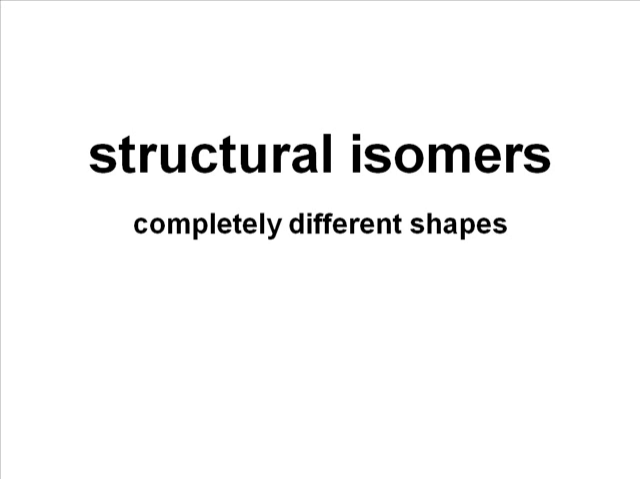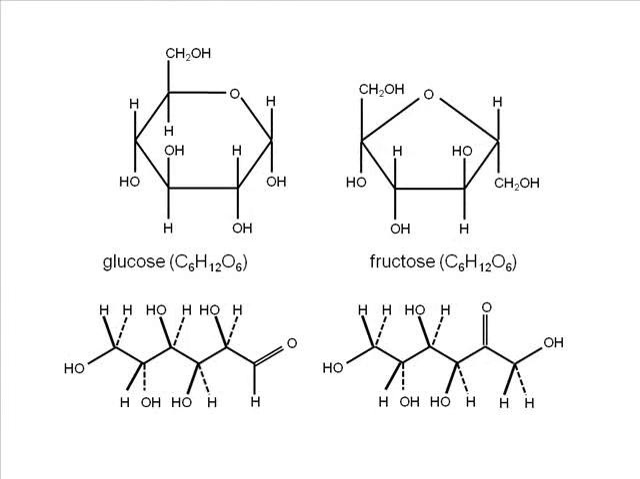Structural isomers are those substances that simply have completely different shapes. Same formula, totally different shapes. So if we look here we have glucose and fructose. Glucose is C6H12O6 and so is fructose. And if you look at both the top and the bottom figure in each case, you can see that each of them can exist as either a ring-shaped structure or as a linear structure.